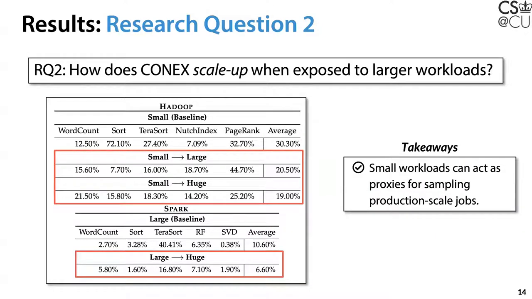The second research question asks if ConEx can scale up when exposed to larger workloads. And again, we notice that using ConEx on small workloads can act as surrogates to generate configurations that can directly be used for large and huge workloads with a significant improvement in performance. As shown again by the red boxes, we notice a performance gain of up to 20% in Hadoop when configurations discovered with small workloads are used for large workloads. And for Spark, we observe a performance gain of up to 6% and as high as 16% for certain job types.